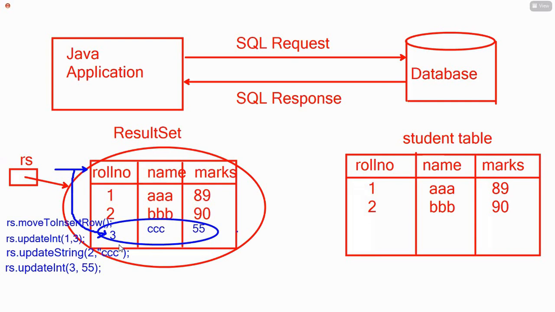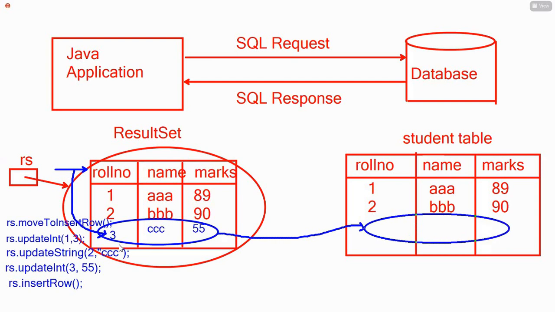Now this is the result set updated. At last, you have to call resultSet.insertRow. You have to write it. Then it is inserted in the database. So roll number 3, triple C, one complete record inserted.